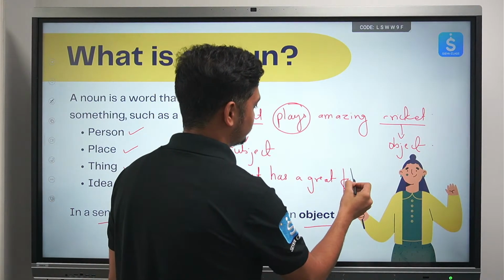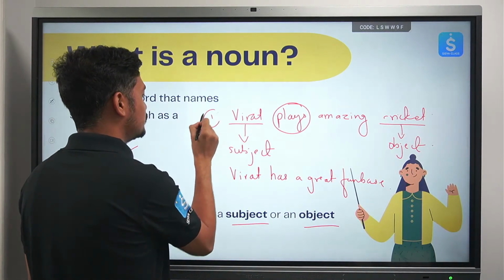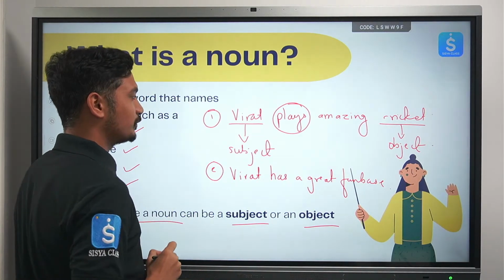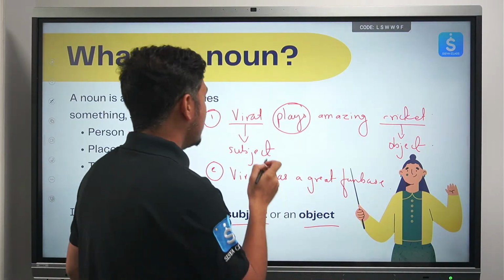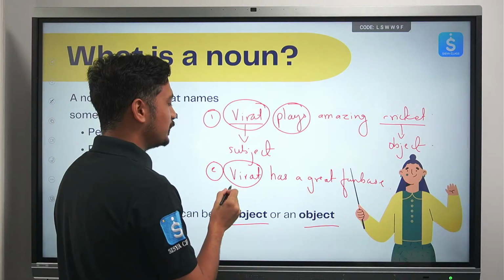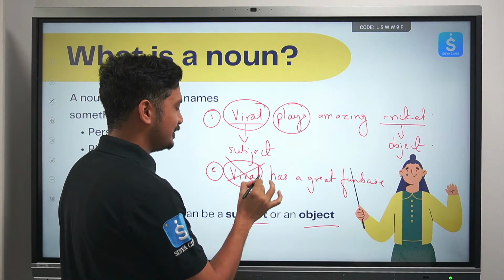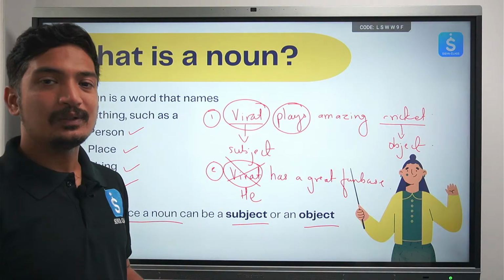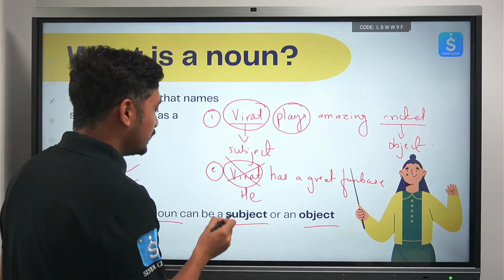fan base, right? Now we have two sentences over here. This is sentence 1 and this is sentence number 2. In these two sentences, if you see, the word Virat is repeated again. However, what we can do is replace the word Virat with the word he, and still we know that we are talking about Virat only, right? Isn't it? And therefore he becomes what?